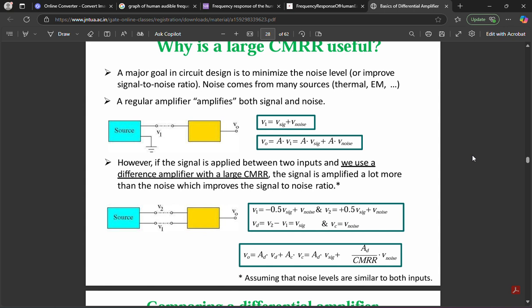And what is the significance of CMRR? So the major goal, since your differential amplifiers are semiconductor based devices, they are prone to environmental induced noises such as temperature based noises, thermal noises, electromagnetic noises, etc. So it is very significant that the noise should be removed.